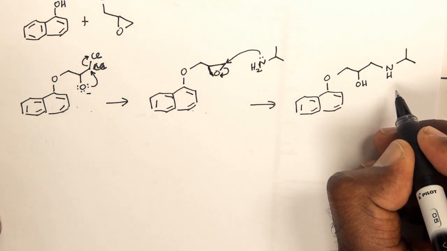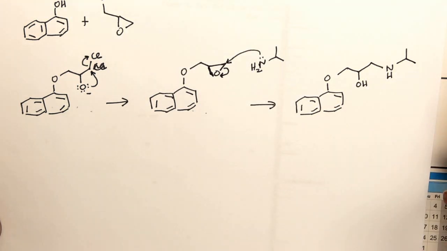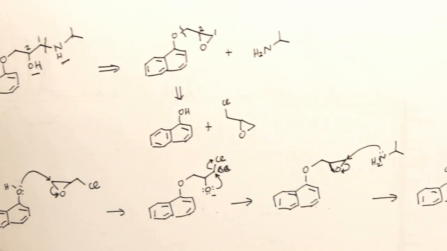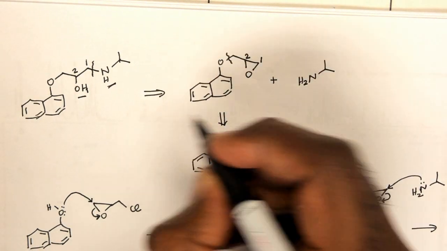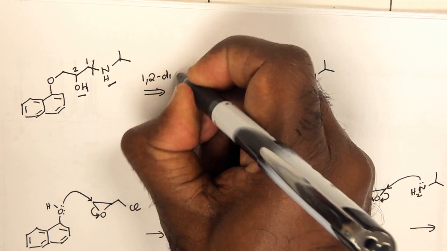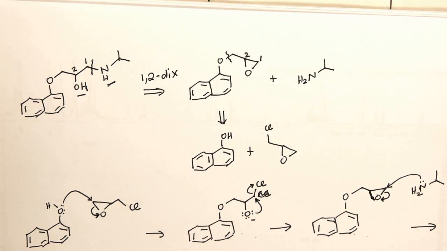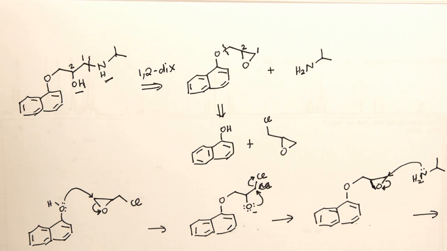So hopefully that shows you how we disconnected a molecule with two functional groups on adjacent carbons, and this is a good example of a 1,2 disconnection. More often than not, when you do this, we can actually write something like this onto the arrow, 1,2 di-X, meaning a 1,2 disconnection, and that's when there's a relationship between two functional groups on adjacent carbons.